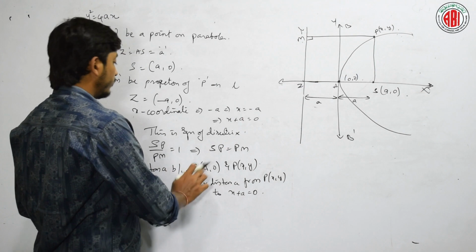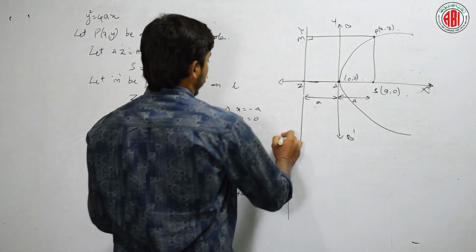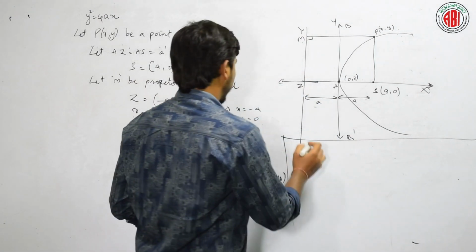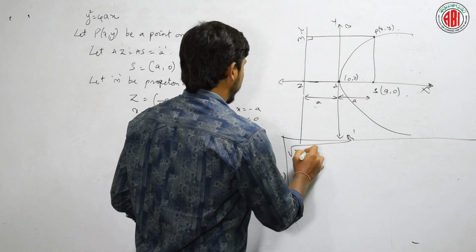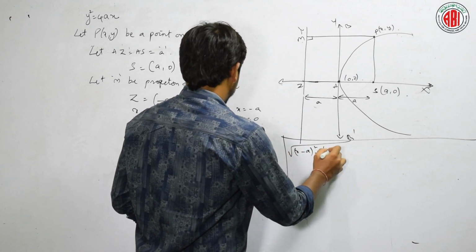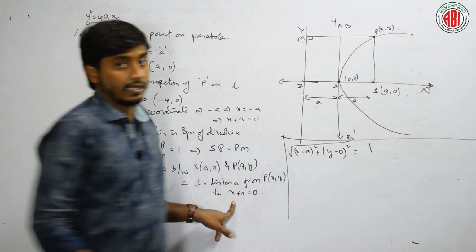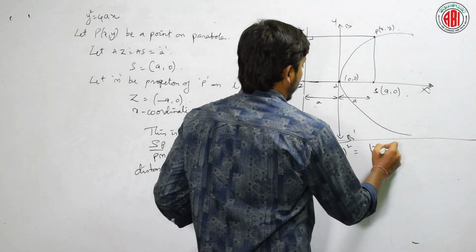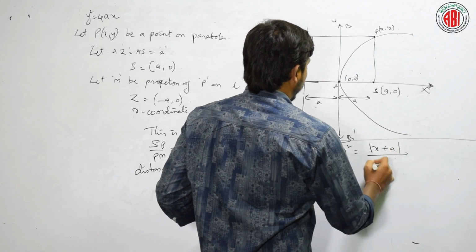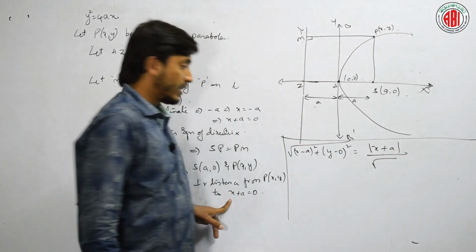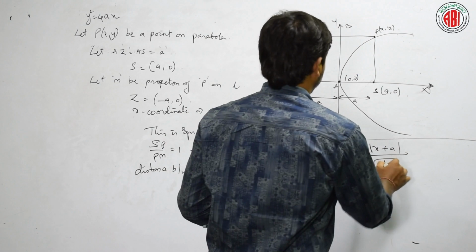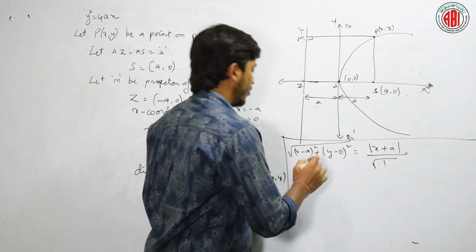See here, the distance between these 2 points is nothing but the square root of (x minus a) whole square plus (y minus 0) whole square, equal to the perpendicular distance from this to this, that is nothing but mod x plus a by the square root of, the x coefficient is 1, therefore 1 square. Now let us square on both sides.